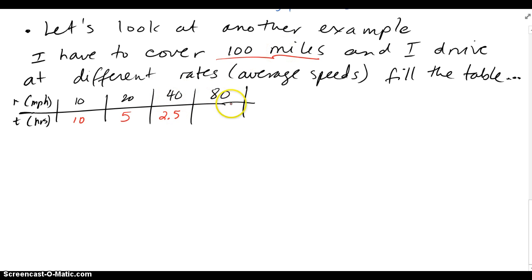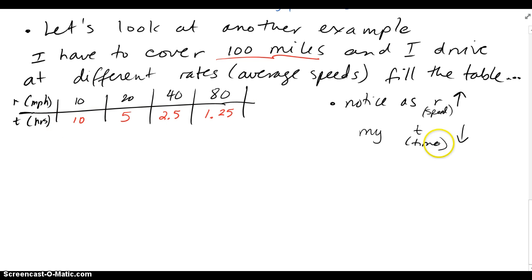Now if I go really fast at 80 miles per hour, in 1 hour I've already covered 80 miles, and then I'll need maybe a fourth of the other hour to cover the other 20 miles I have left. So it really requires me to go for an hour and maybe a quarter of an hour, another 15 minutes, to be able to cover the 100 miles. Now notice, as r, or my speed, keeps going up, my t, or time, keeps going down.